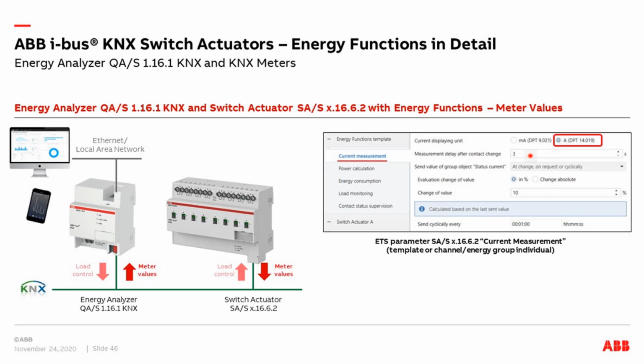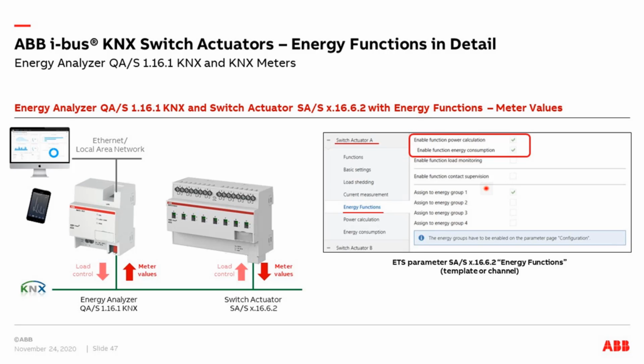Then we have the delay time for measuring. So after 3 seconds, after the contact position has changed, then he evaluates the current. So when the value should be sent, at a change, at a request, or also cyclically. So you can then enter here the time, maybe every minute, or for example, when it changed in percent, like 10% of the last sent value.